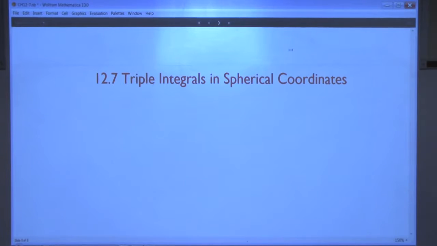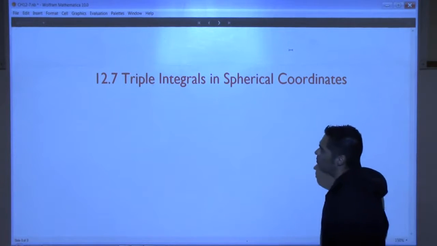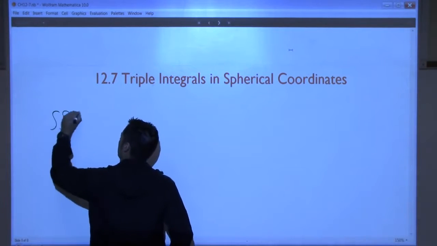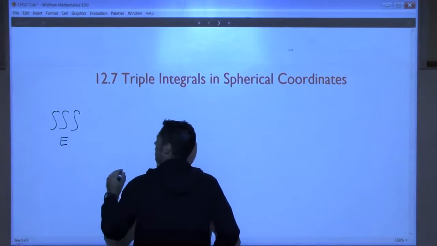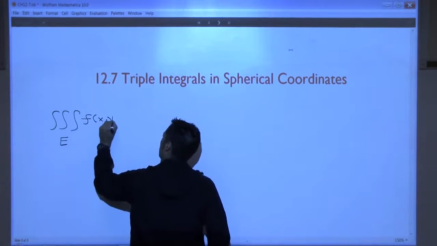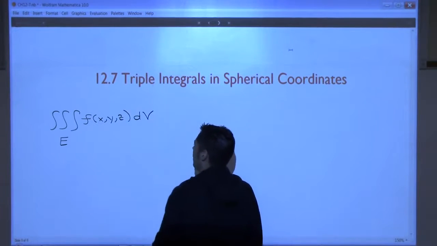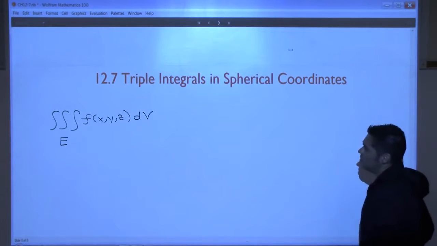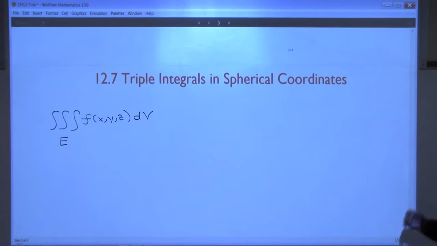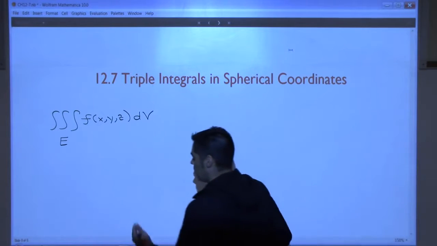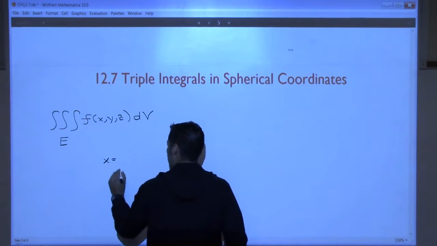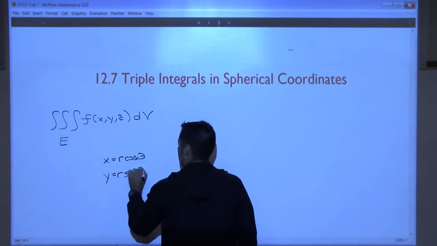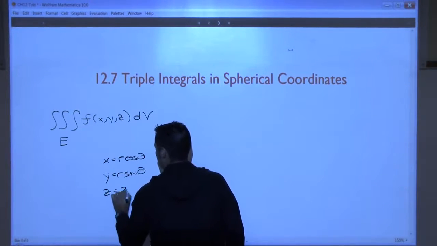Okay, so spherical coordinates. We already know that when we're looking at triple integrals, we are usually trying to do a triple integral over some region, let's say E, of some function of x, y, and z with respect to volume. And we've seen there is one way we can do these without using Cartesian coordinates, and that's to convert this to what we call cylindrical coordinates. And in that, we substitute x as r cosine theta, we let y be r sine theta, and we let z just remain z.